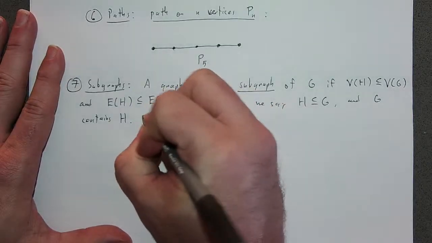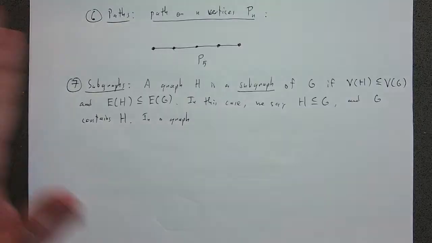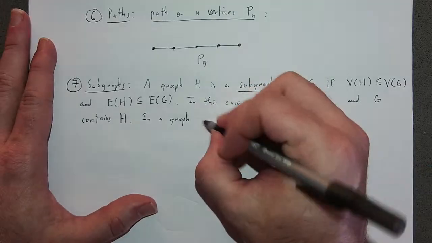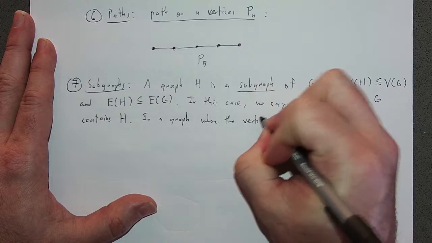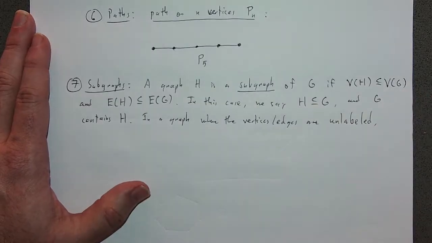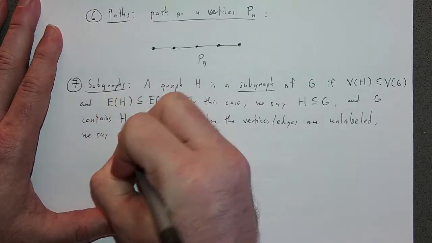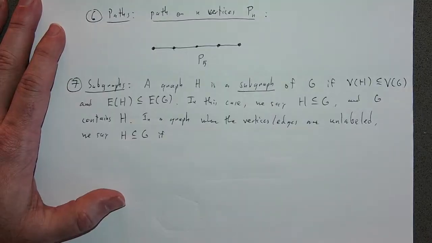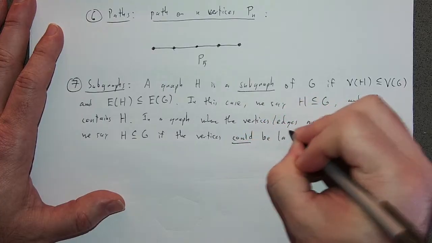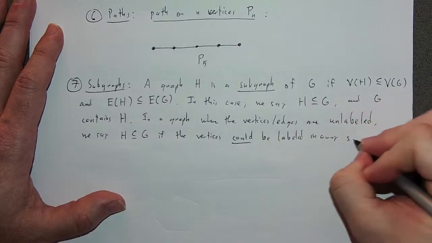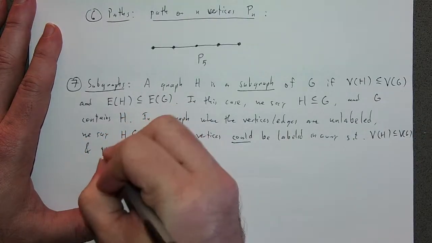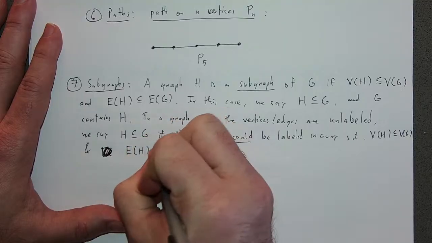So maybe it's best to just write it out and not leave it as a single sentence that you might gloss over when you're looking at this video later. In a graph where the vertices and edges are unlabeled, we say that H is a subgraph of G if the vertices could be labeled in a way such that the vertex set of H is a subset of the vertex set of G and the edge set of H is a subset of the edge set of G.